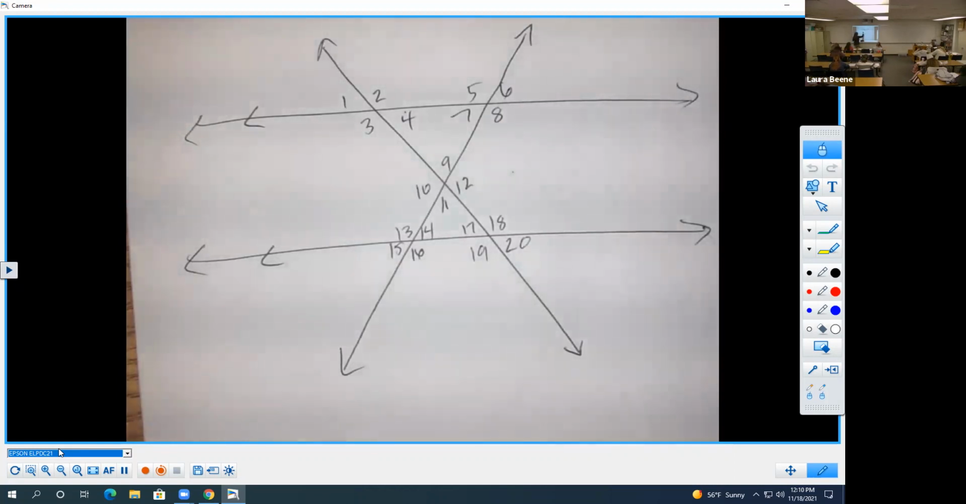So what else do I know? 3 is 140. Okay, can't I get 5 and 8 the same way? 180 minus 50 is 130. They're vertical angles, so boom. Okay, so as of now, you're stuck if you just try to do vertical angles. You got to bounce around to the other side.